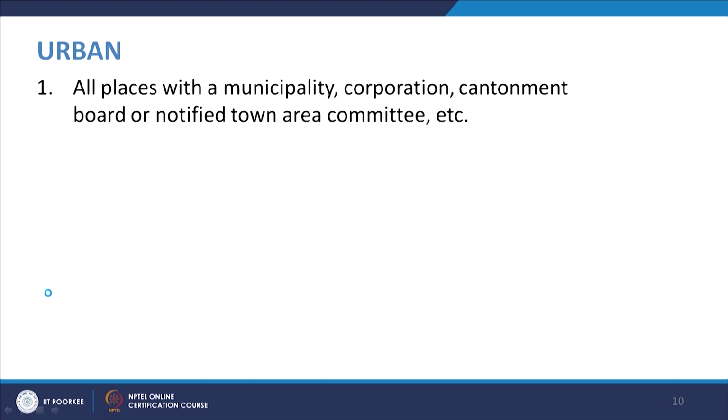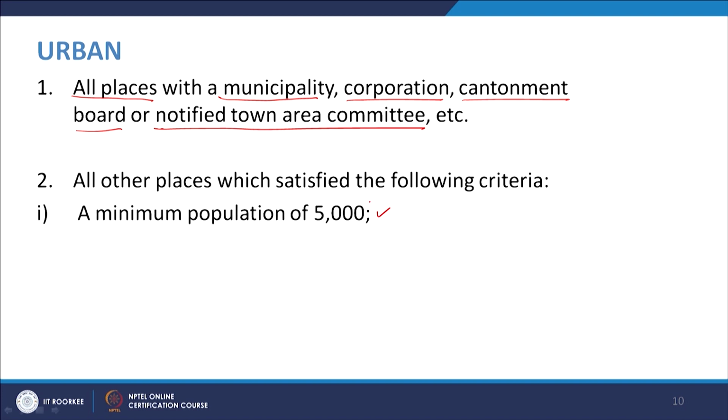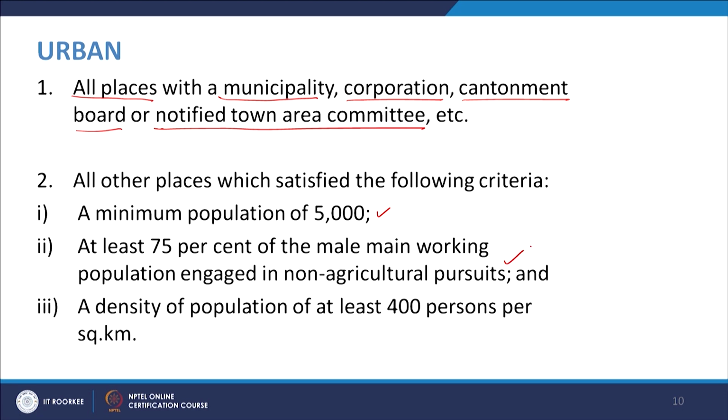Now as per the census of India, all places with a municipality, corporation, cantonment board or notified town area committee will be urban. Apart from this, all other places which satisfy the following criteria: 5,000 population, 75% of the male main working population in non-agricultural pursuits, and a population density of 400 persons per square kilometer. This criteria is given by the census of India. So in serial number 1, all the municipalities, corporations, development authorities and town area committees will be termed as urban.